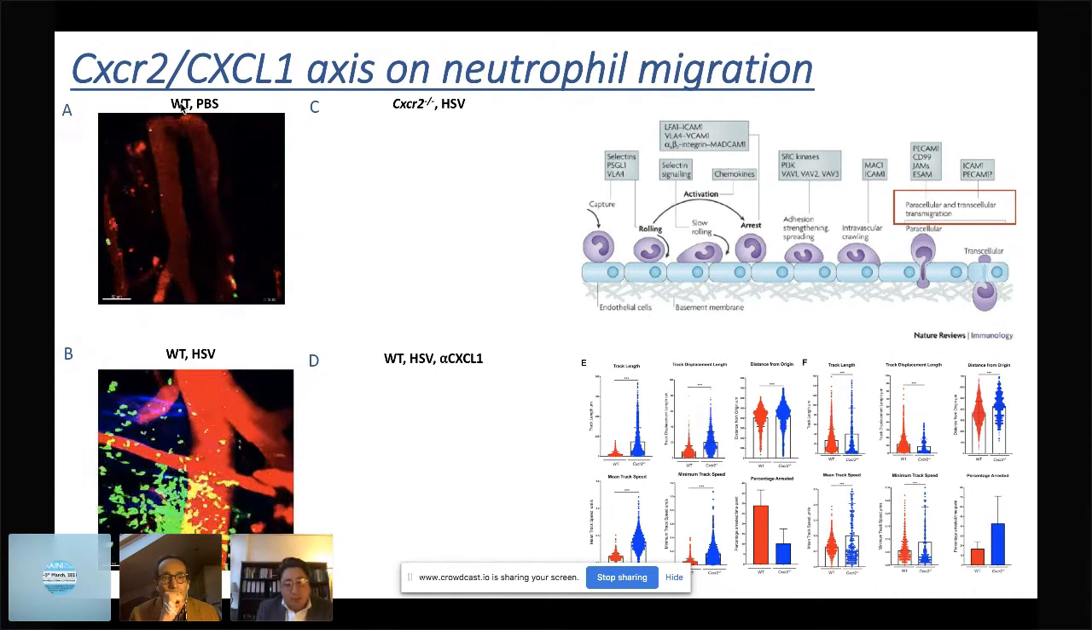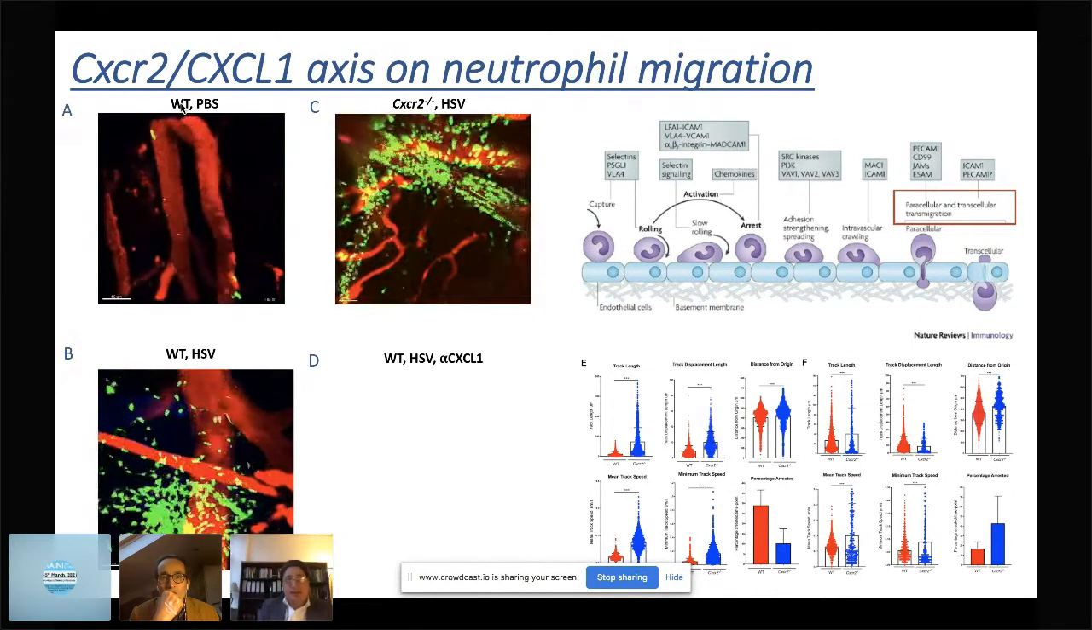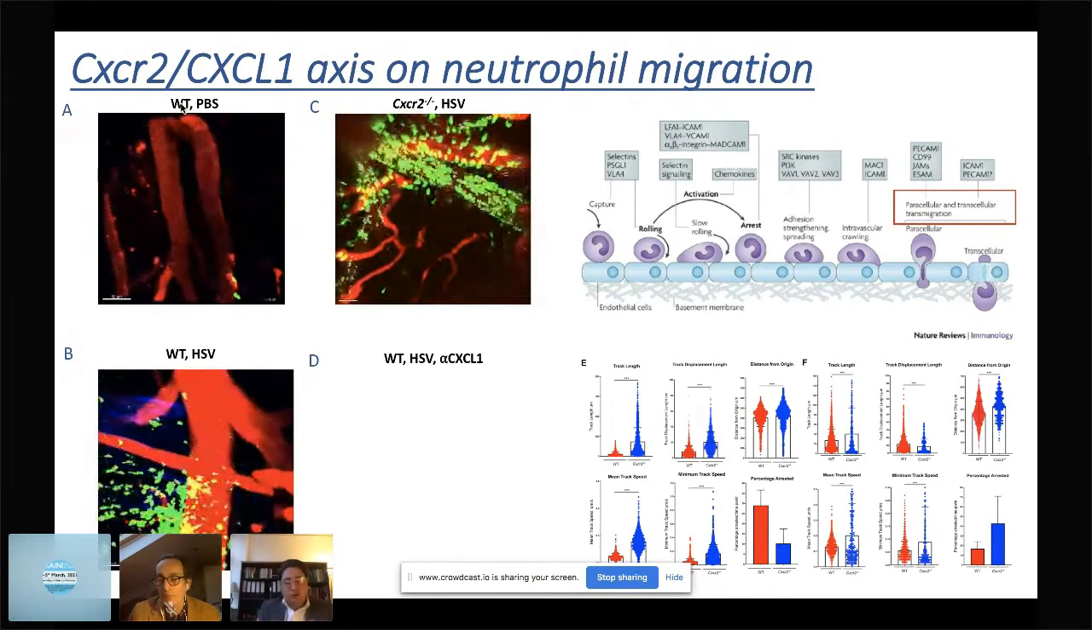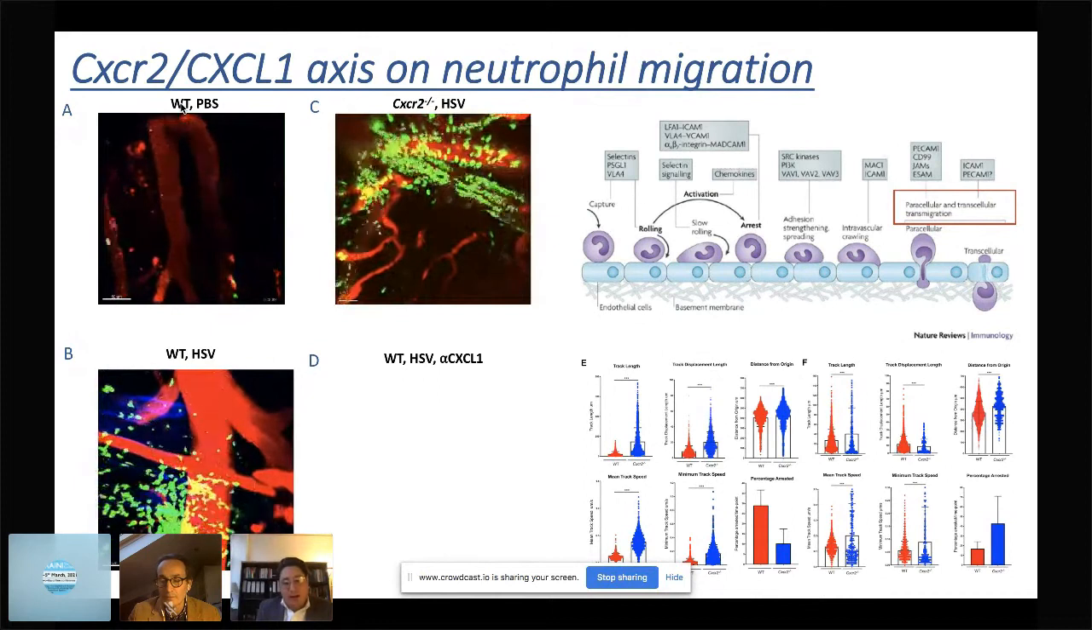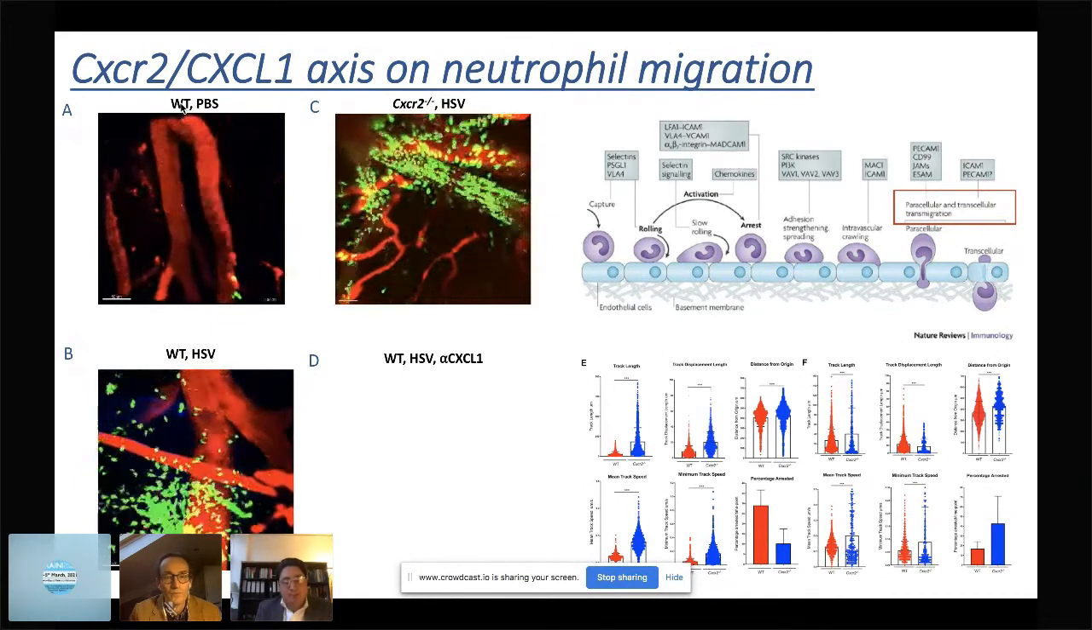I then repeated the experiments, but in the CXCR2 knockout mice, and identified quite strikingly that although neutrophils were called to the cerebral vasculature, they were by and large, for the vast majority, unable to migrate into the brain whatsoever.